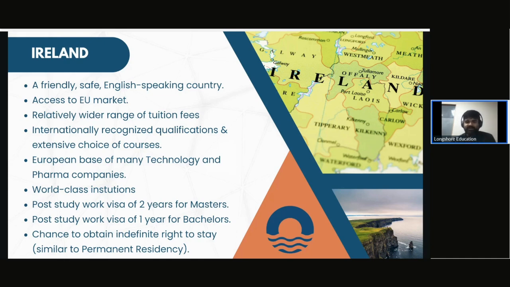It's got a wider range of tuition fees, with the lowest somewhere around 8,000 euro, and the highest somewhere around 25,000 euro. Relatively wider range, as I mentioned. Internationally recognized qualifications, top universities, for example, University College Dublin, Trinity College Dublin. You've got a post-study work visa of 2 years for masters, 1 year for bachelors, and the chance to get permanent residency, which is the indefinite right to stay.